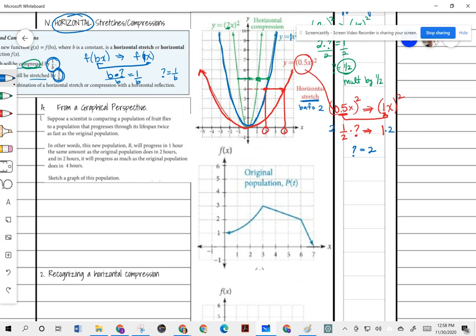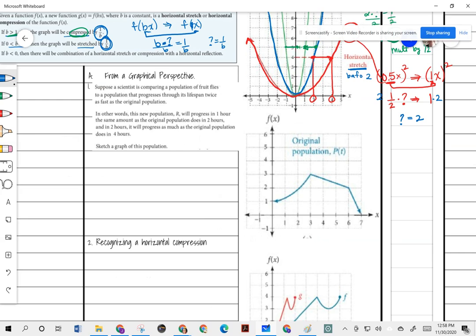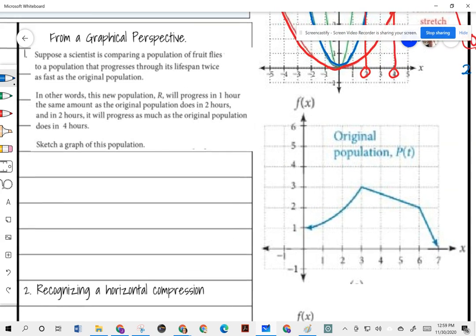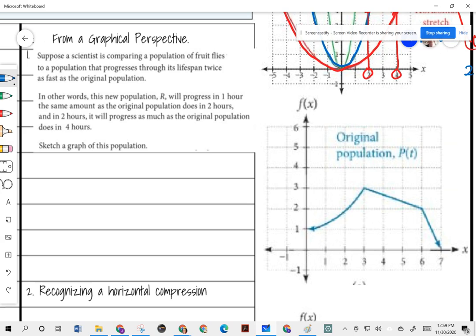So let's take a look at what's happening over here with regards to a graph. All right, so we've got a population of apparently fruit flies, and the x is going to represent time, and this is the population based on time. The supposed scientist is comparing a population of fruit flies to a population that progresses through its lifespan twice as fast as the original.